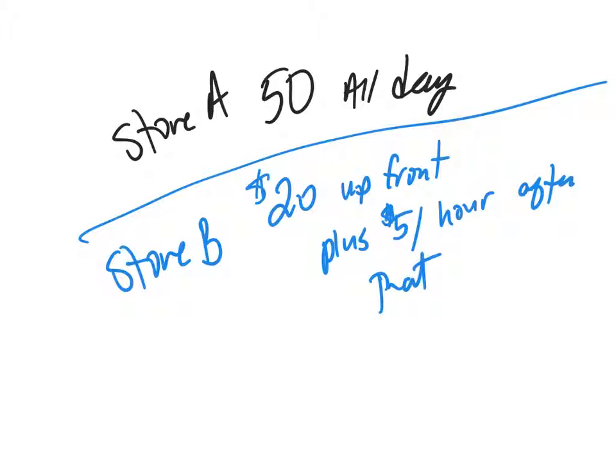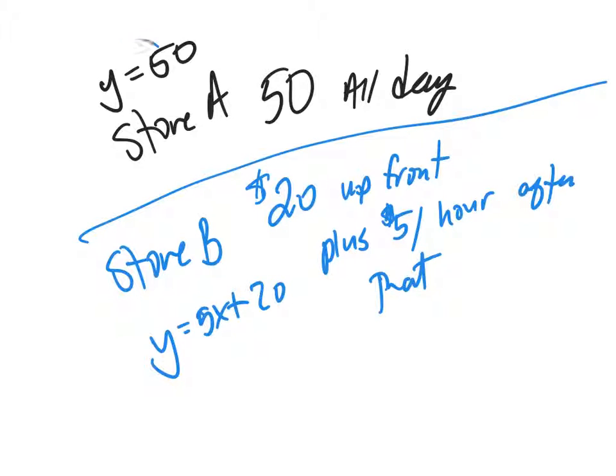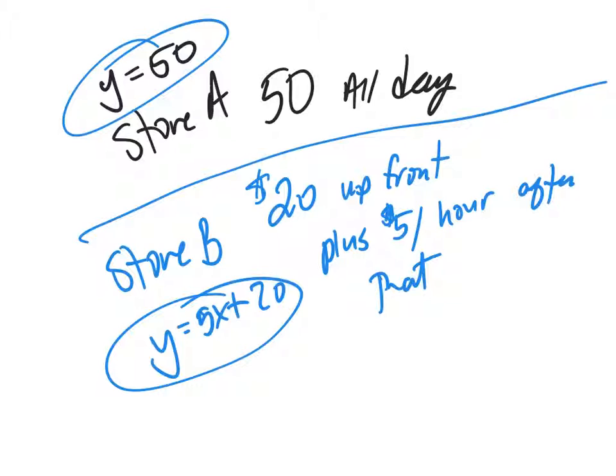This is not question 1, 2, 3, 4, 5, 6, or 7 of the ACT. This is one of the medium hard ones. You should be able to do it. If you're like, I don't even know where to start, well, the top one's y equals 50. What's the equation for the blue one? 5x plus 20.